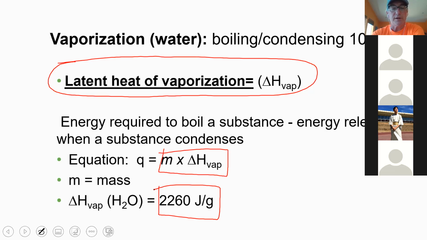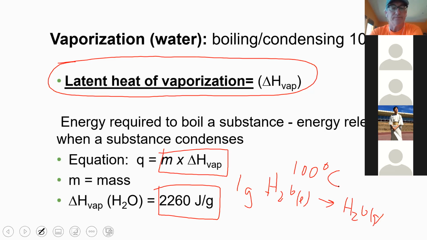And so in order to take 1 gram of liquid water and change that into a gas, you need to add 2,260 joules, okay? Now that is at 100 degrees C. And so the question on your number 8, let me get out of here, come back.